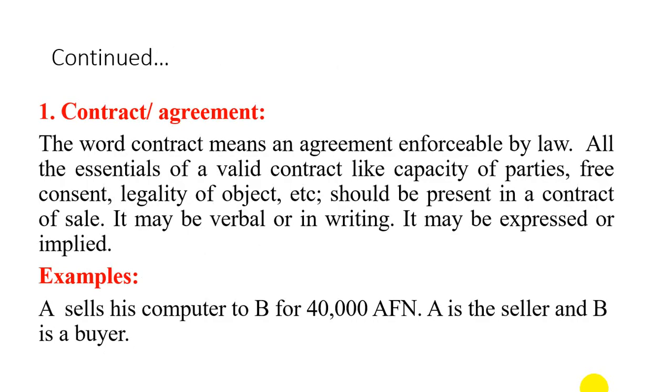So let's discuss all those 7 essentials with examples to make it more specific and clear for understanding. The first one is contract in agreement. The word contract means an agreement enforceable by law.